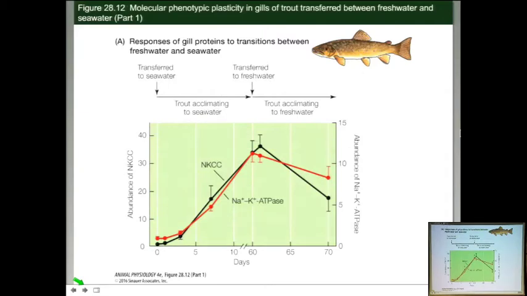All right, so here's an example of a study of adaptation, of acclimatization, or in this case, acclimation, in a study of trout that are acclimating to seawater or acclimating to freshwater. So if you take a freshwater trout, here's your trout, and the trout's been living in freshwater, and at T0 here, you transfer them to seawater. And at various points in time, you measure the amounts of sodium potassium 2-chloride co-transporter, and sodium potassium ATPase in the gills of these fish.